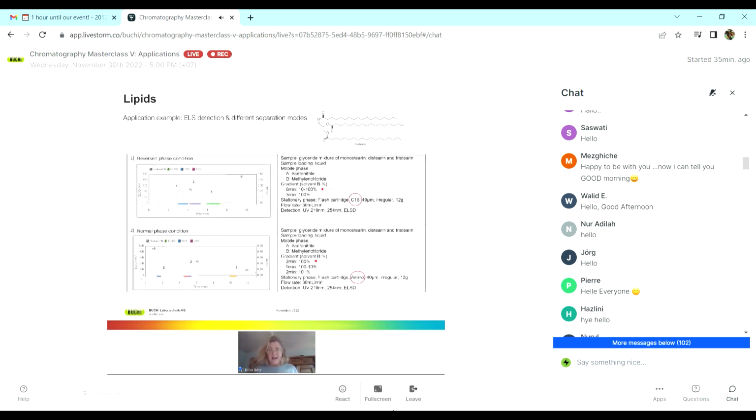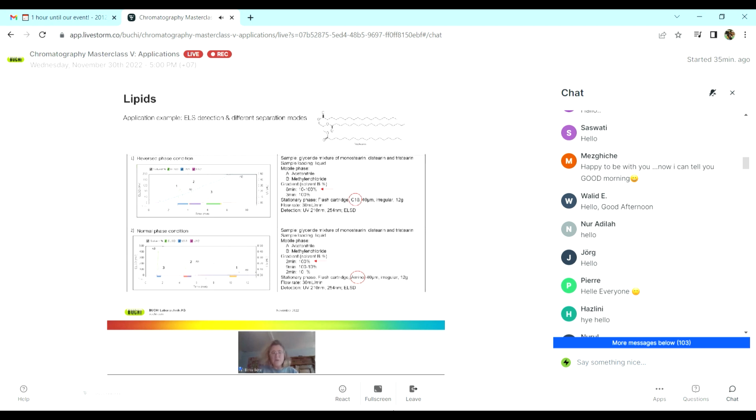This is a mixture of glycerate with monostearine, diastearine, and tristearine. On the top we have a reverse phase condition using C18, and on the bottom a normal phase condition using amino. On top, the unpolar solvent, the DCM, the methylene chloride, has been increased over time. For the normal phase, my colleague used the same solvents, but he decreased the unpolar solvent during time.